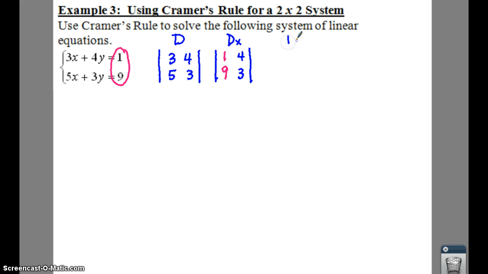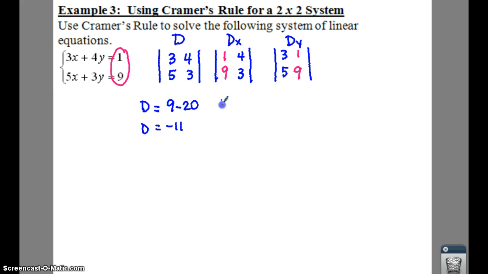Now keep that same idea for D sub y. In this case, we're going to keep your x's, but take out your y's, and in their place plug in your 1 and your 9. So we're going to find the determinant for each of these. For D, that's just AD minus BC, so 9 minus 20. That will give us negative 11.